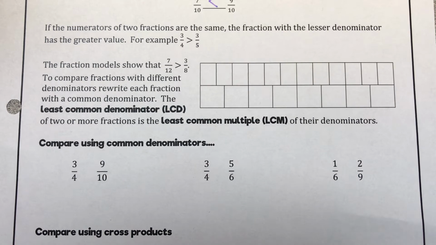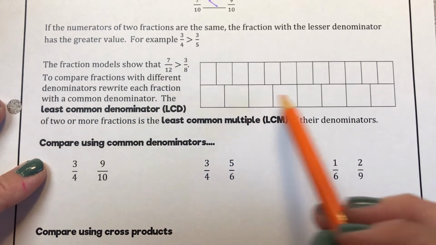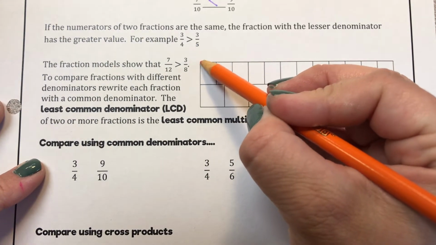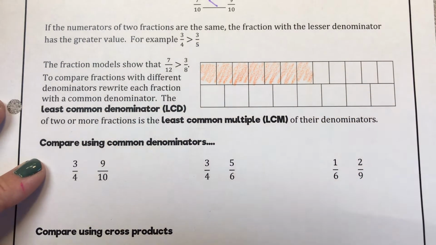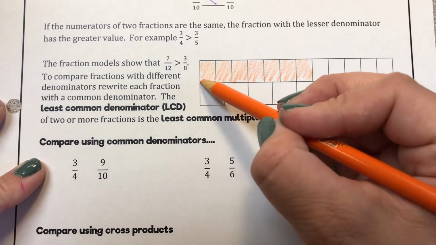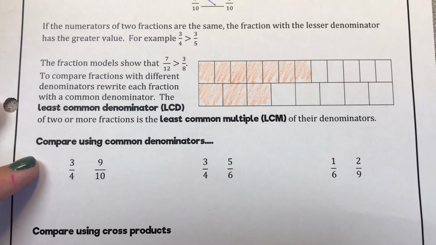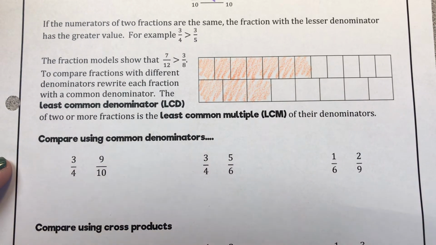So it says the fraction model shows that 7/12 is greater than 3/8. Oh, it would help if I shaded it. So let's look at when we have different denominators. So y'all can see that these are 2 bars that are the same length. I've divided the top bar into 12ths. So let's shade 7 of them. 1, 2, 3, 4, 5, 6, 7 12ths. And then here's the same length bar cut into 8 sections. And let's shade 3 of them. 1, 2, 3. Okay, so it's really easy visually to see it when you have this shading model, but sometimes that's not an option.